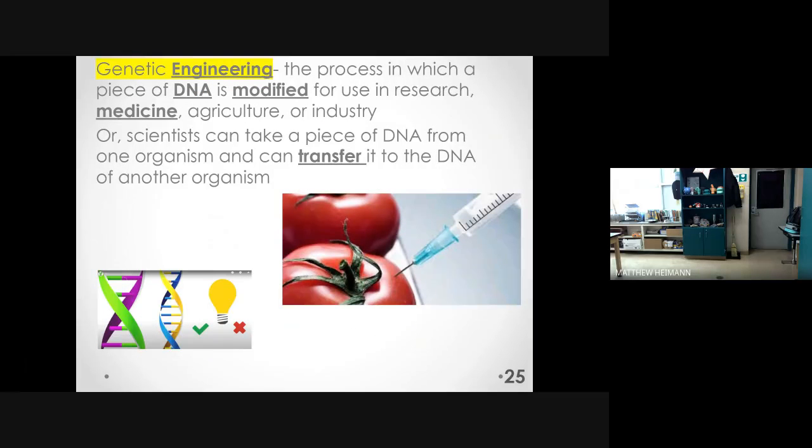Yeah. All right, genetic engineering is the process in which a piece of DNA is modified for use in research, medicine, agriculture, or industry. Scientists can take a piece of DNA from one organism and transfer it to the DNA of another organism. I don't know about that. Maybe they're inserting something into the DNA of a tomato. That'd be sweet. Good apple. Ooh, yeah. That'd be fun.